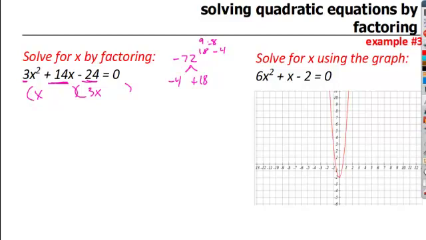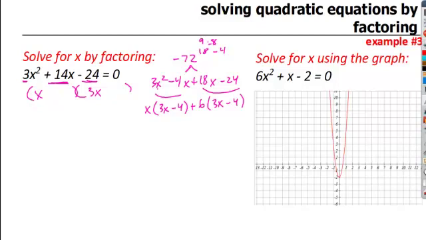And so when I'm working through this, I can rewrite my middle term as negative 4x plus 18x, drop down my first and last terms. And when I do that, I can now factor by grouping. From the first pair of terms, what common factor can I remove? In these first two terms, just the x, leaving a 3x minus 4. And in my second pair of terms, what common factor can I remove? 6. And that leaves 3x minus 4.